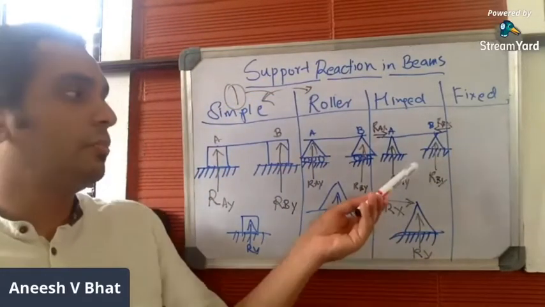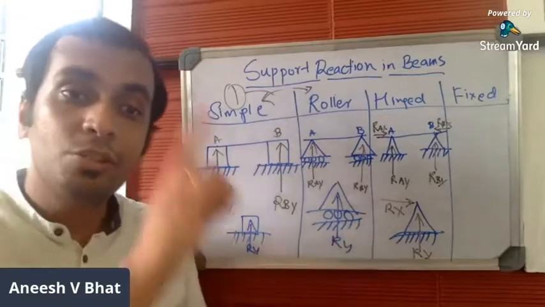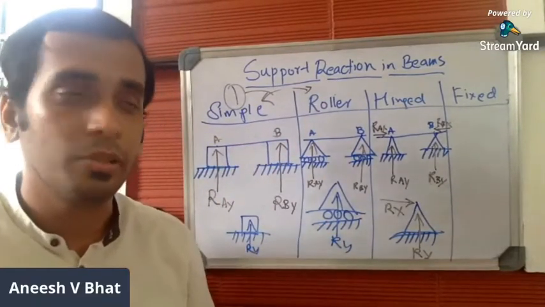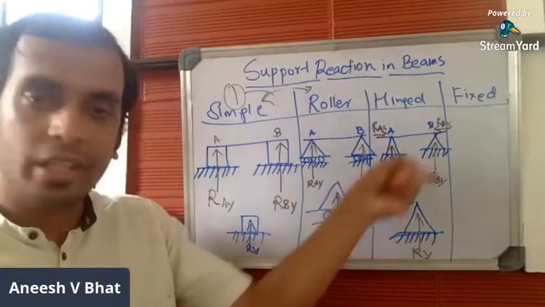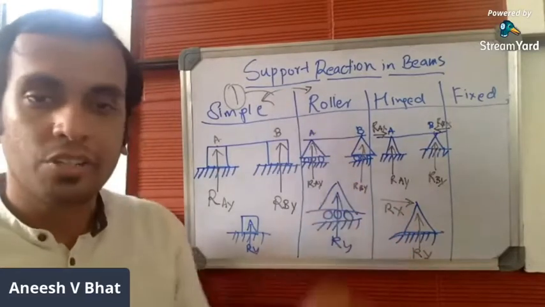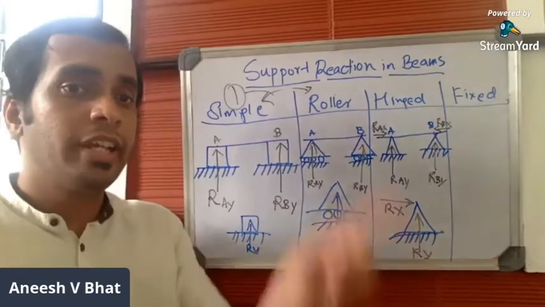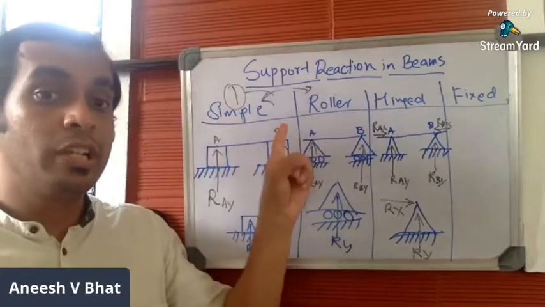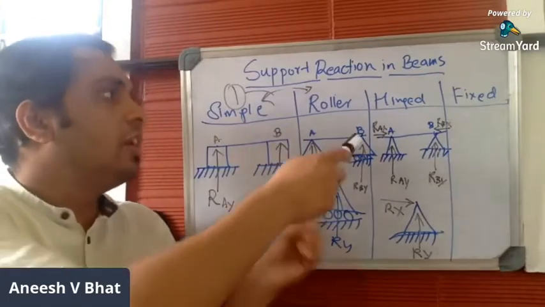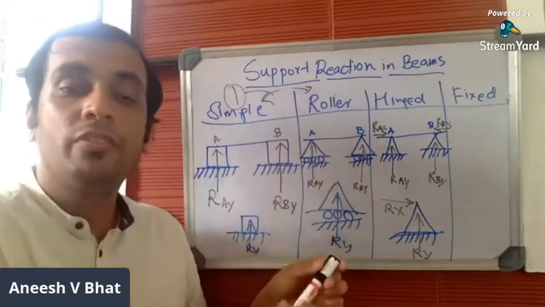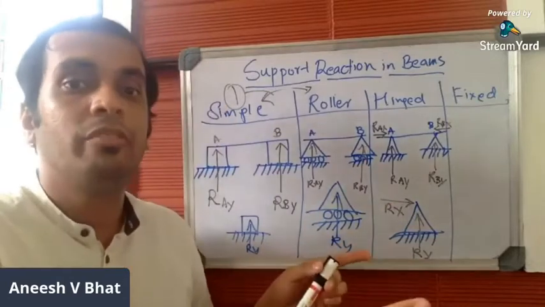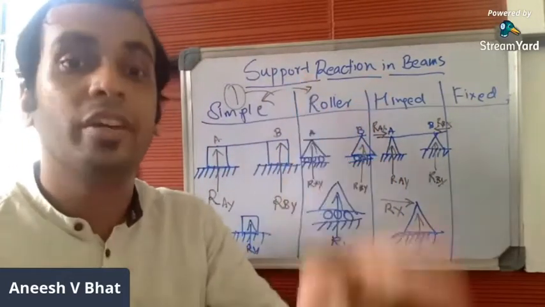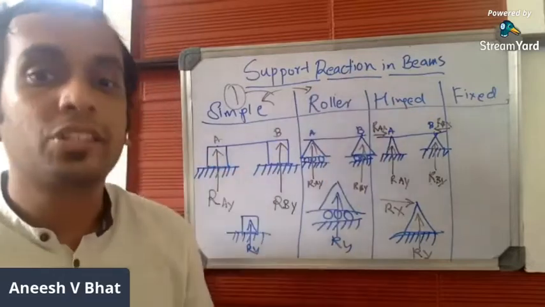In a hinge support, there are two reactions in mutually perpendicular directions. One is in x direction and one is in y direction. So again, simple support offers reaction in the y direction only, and it offers only one reaction. Roller support offers only one reaction, that too in y direction. Whereas hinged support offers two reactions, one in y direction, the other one in x direction.